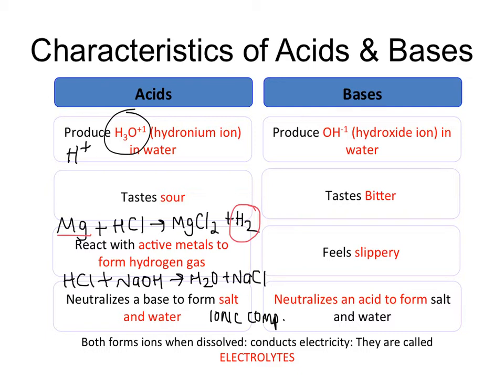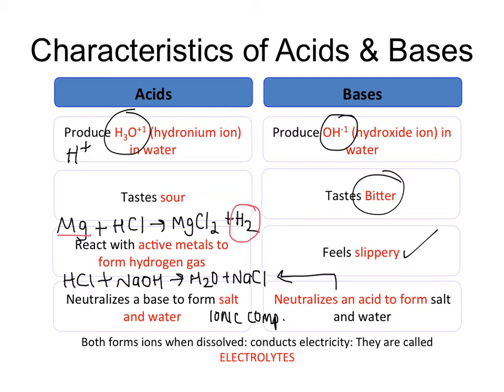On the other hand, we've got bases, and we learned that they produce hydroxide ions when dissolved in water. Under the same circumstances as before, weak dilute bases will taste bitter, they feel slippery, and they will also neutralize an acid to form salt and water. We could use the same example we just did over there.